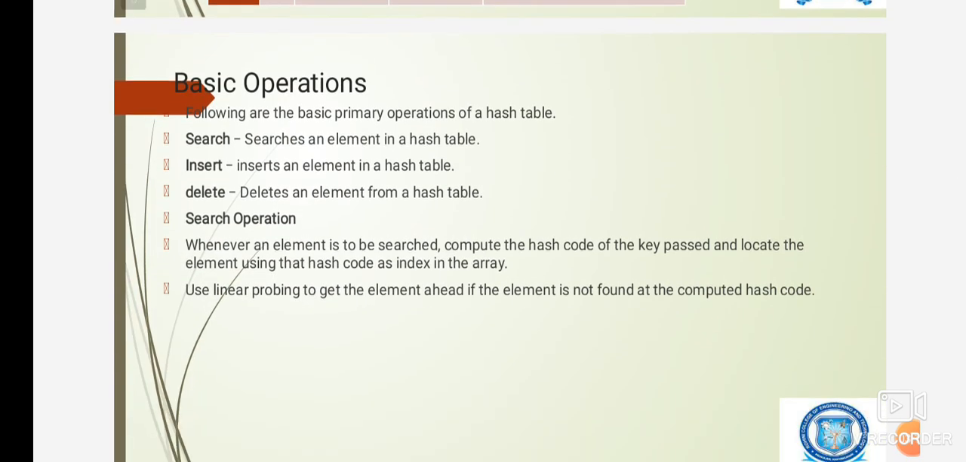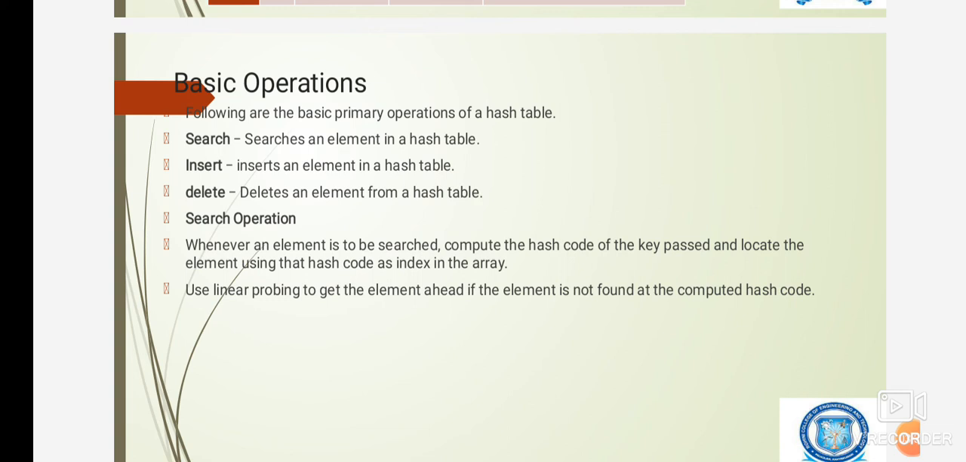Then the basic operations of a hash table. The following are the basic primary operations of a hash table. The first one is search: search an element in the hash table. The second one is insert: insert an element in a hash table. The third is delete: delete an element from the hash table. Next, the first one is the search operation.